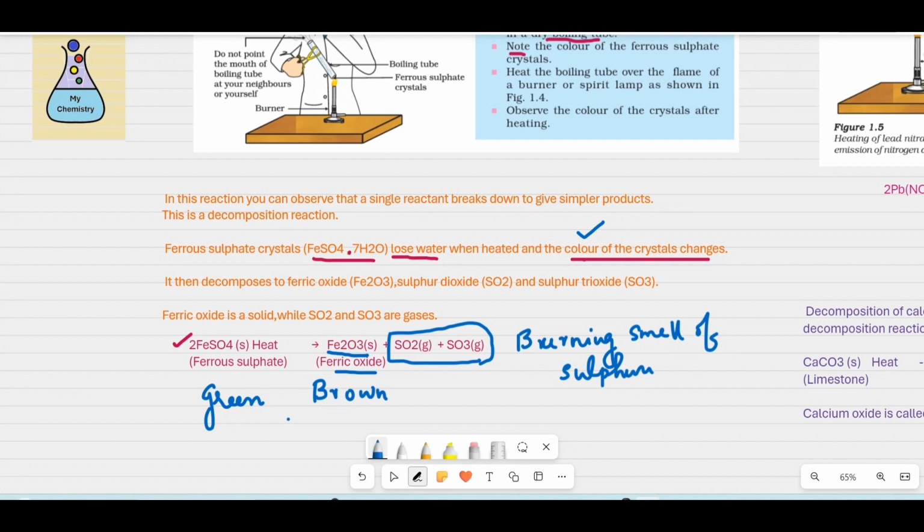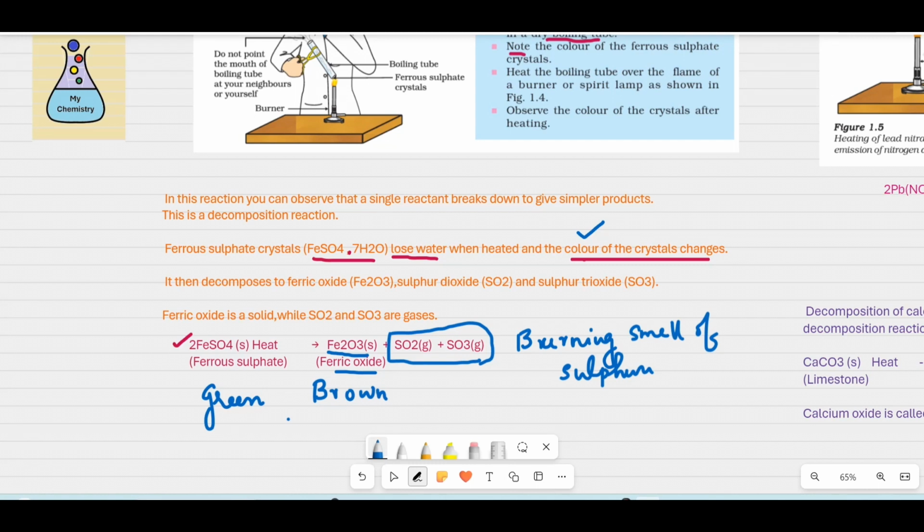So this is a very important decomposition reaction, as a single reactant is decomposed to give 2 or more products. So FeSO4 is decomposed to give Fe2O3, that is ferric oxide, and then you get the smell of burning sulfur, that is sulfur dioxide and sulfur trioxide.